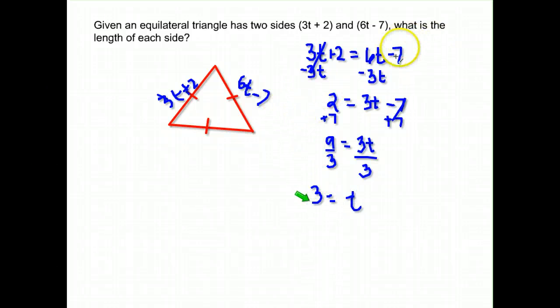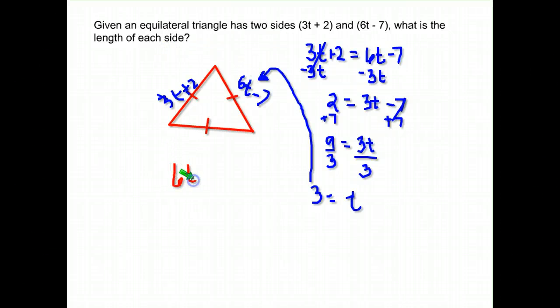Now, double check, what did they want? They wanted to know what is the length of each side. They didn't want to know t. We had to find it to answer the question, so we didn't waste our time. But now we need to do one more step with it. We need to take the fact that t is 3 and substitute it back into either of these two sides. Either would work since they're supposed to be the same length anyways.